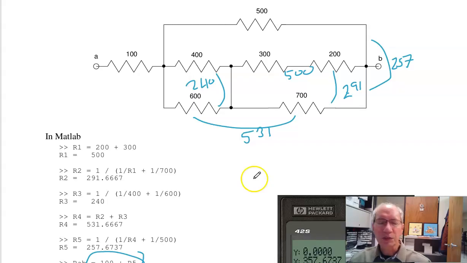Now, just a word of advice. When you get to circuits 1, this is a typical test question. You need a calculator that can do this. Matlab can do it, but you typically don't have Matlab on tests. Have a hand calculator that can do these calculations. I recommend the HP42s, but it's totally up to you. Just make sure your calculator can do this type of calculation.